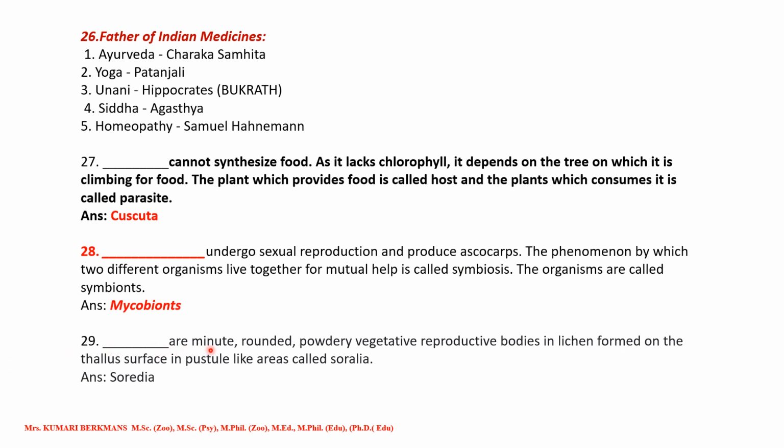29th one. Dash are minute, rounded, powdery, vegetative reproductive bodies in lichen formed on the thallus surface in pustule-like areas called soralia. It is soredia. Soredia are minute, rounded, powdery vegetative reproductive bodies in lichen formed on the thallus surface in pustule-like areas called soralia.